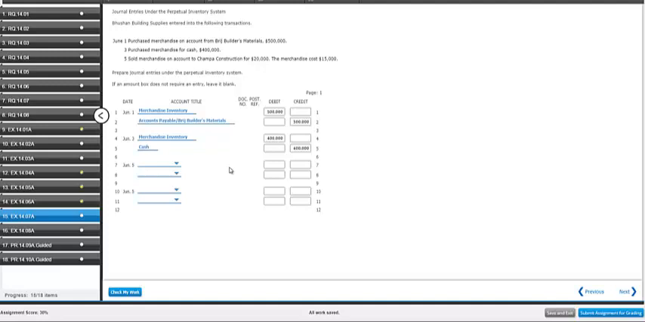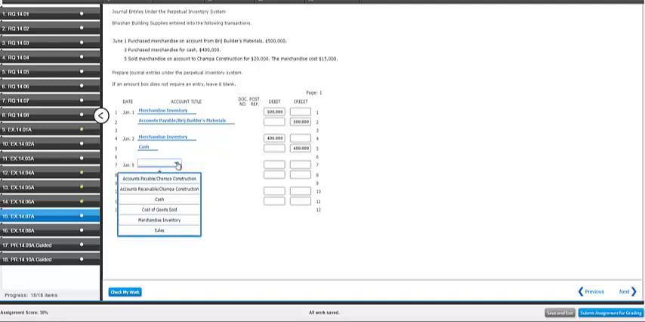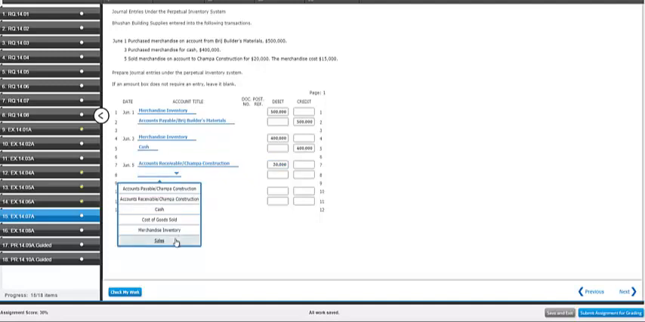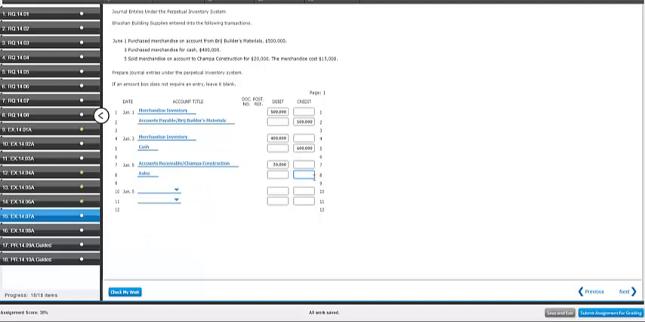Unlike the periodic method, when we sell merchandise under the perpetual method, there are two entries required. The first one is to record the sale at the retail price. So it's on account, so we have an accounts receivable for $20,000, and then we're going to record the sale at $20,000.